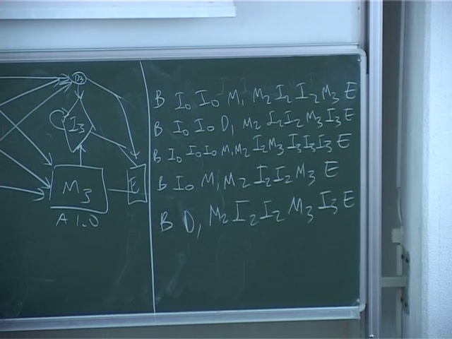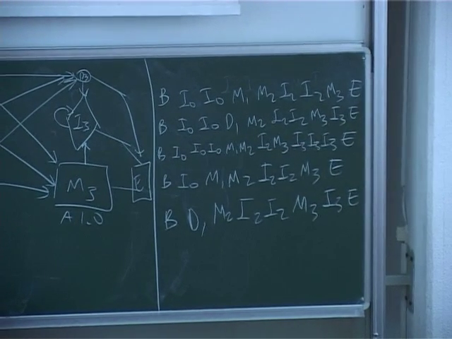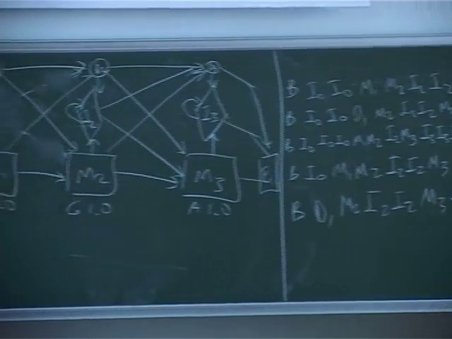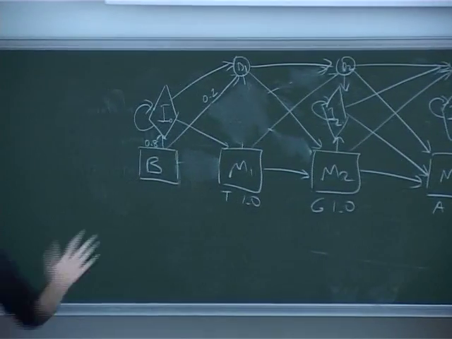Sorry, do I ever go to M1? No, no state goes directly to M1. So this one will actually be deleted. It's going to be 0 probability. There is no sequence here which goes from begin state to M1 directly. From the begin state, 5 times I go to I0, 1 time I go to D1. So this arrow is going to be 0.8, this arrow is going to be 0.2. Just count and find the frequencies, 0.8, 0.2. So I'm done with outgoing arrows from B.